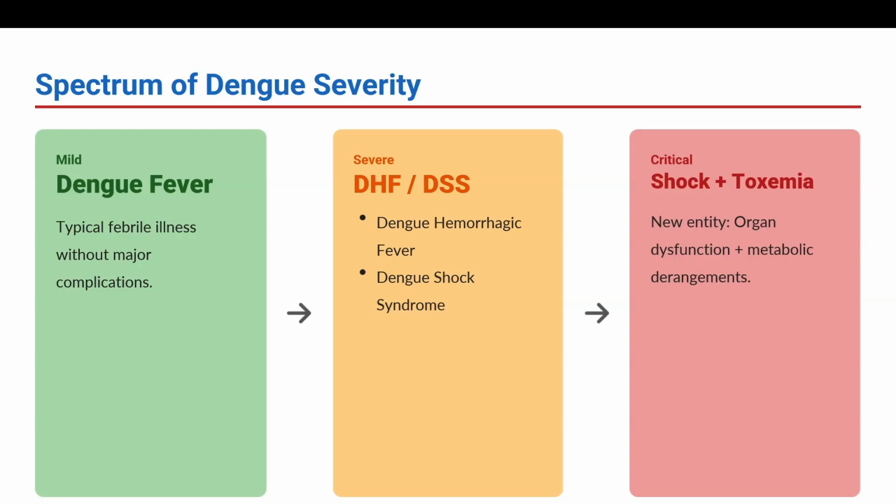The spectrum of dengue severity: there is mild dengue, severe dengue, and critical dengue. Critical dengue is a relatively new entity that was described only in 2025, whereas mild dengue fever has only typical fever and no other major complications. Severe dengue is further classified into dengue hemorrhagic fever and dengue shock syndrome. In critical dengue, there is multi-organ dysfunction with a metabolic derangement associated with toxemia.